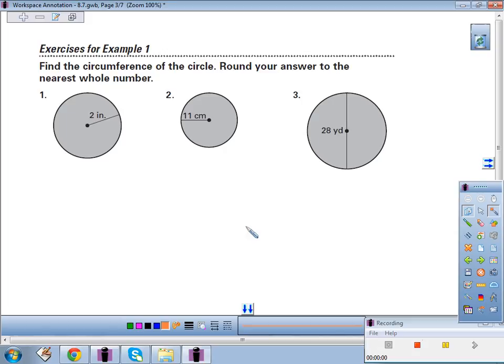So take this moment to try to do exercises 1, 2, and 3 to go along with example 1.